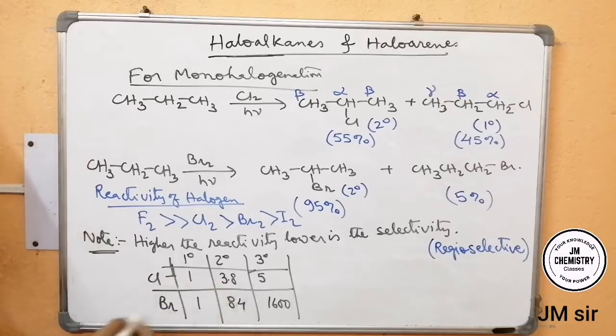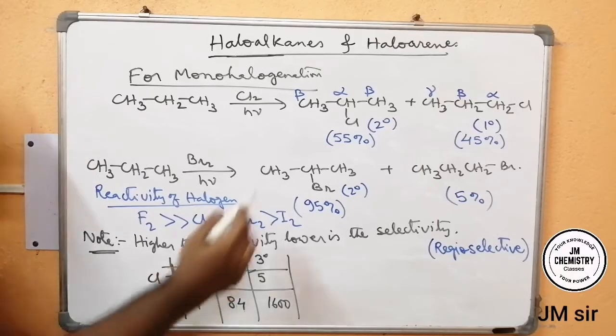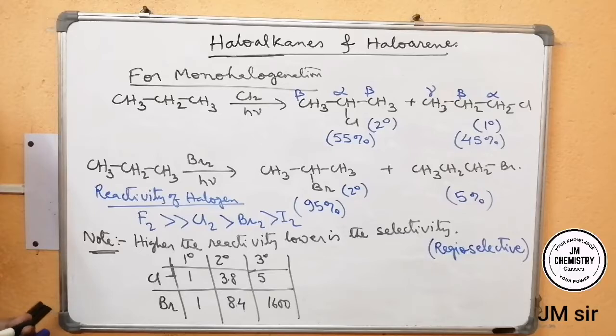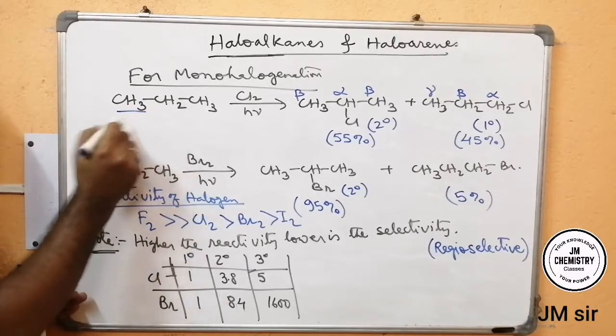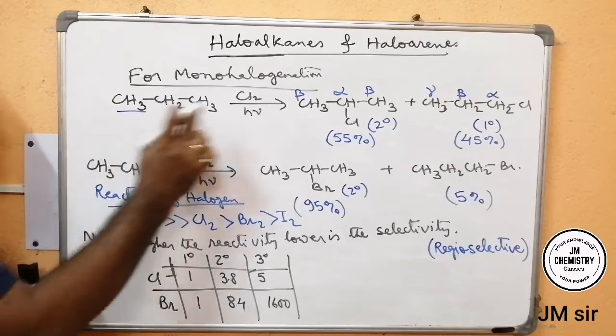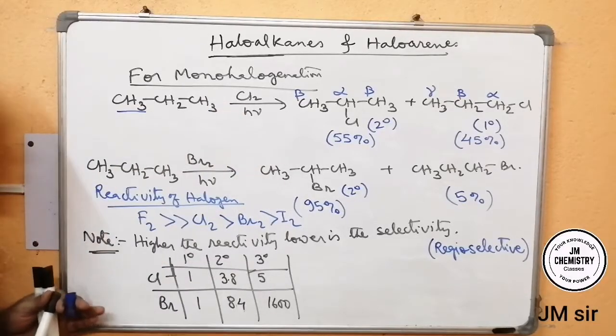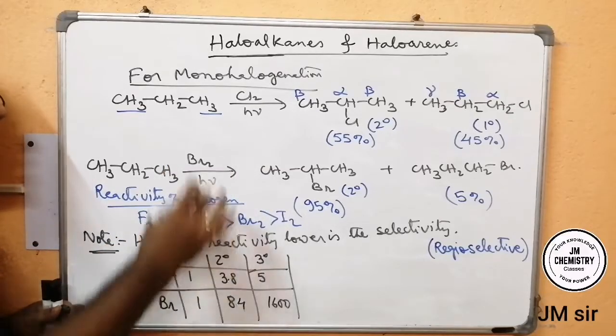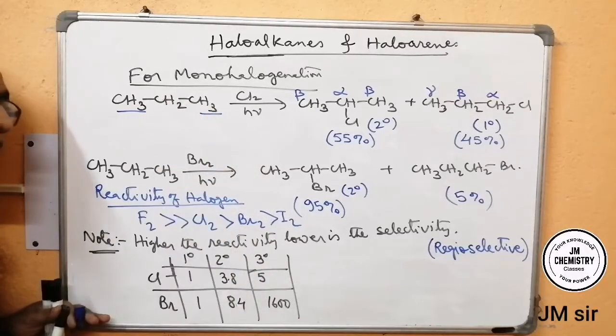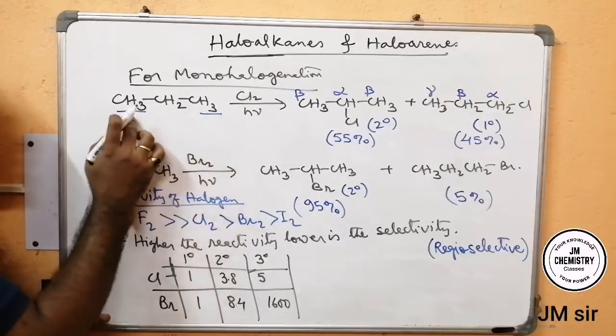So from this ratio, we can calculate the percentage of product. For example, in this compound, if the chlorine is coming at this carbon, you will get 1-chloropropane, that is a 1 degree product. If it is coming at this carbon, then also it is forming a 1 degree product, 1-chloropropane. So how many hydrogens are we having here?